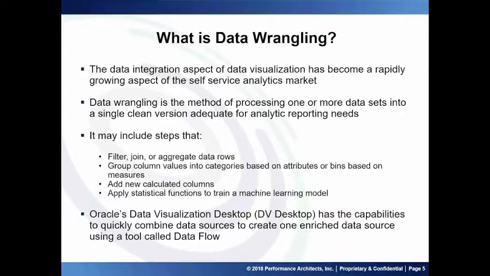And data wrangling can include steps like filtering, joining data sets, or aggregating data rows, grouping columns together into categories based on attributes or binning them, adding new calculated columns, or applying statistical functions to train a machine learning model to come up with insights about the data that may not be there already. So Oracle's Data Visualization Desktop tool and its complementary DV Cloud Service have these capabilities to allow you to quickly combine data sources to create that single enriched data source using a tool called Data Flow.